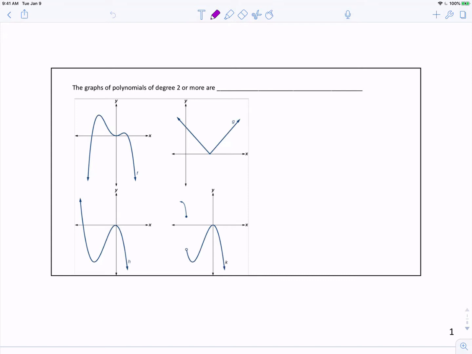So the graphs of polynomials of degree 2 or more are smooth, continuous functions. So smooth and continuous, let's talk about what those mean. And I have 4 examples here that are in your textbook.